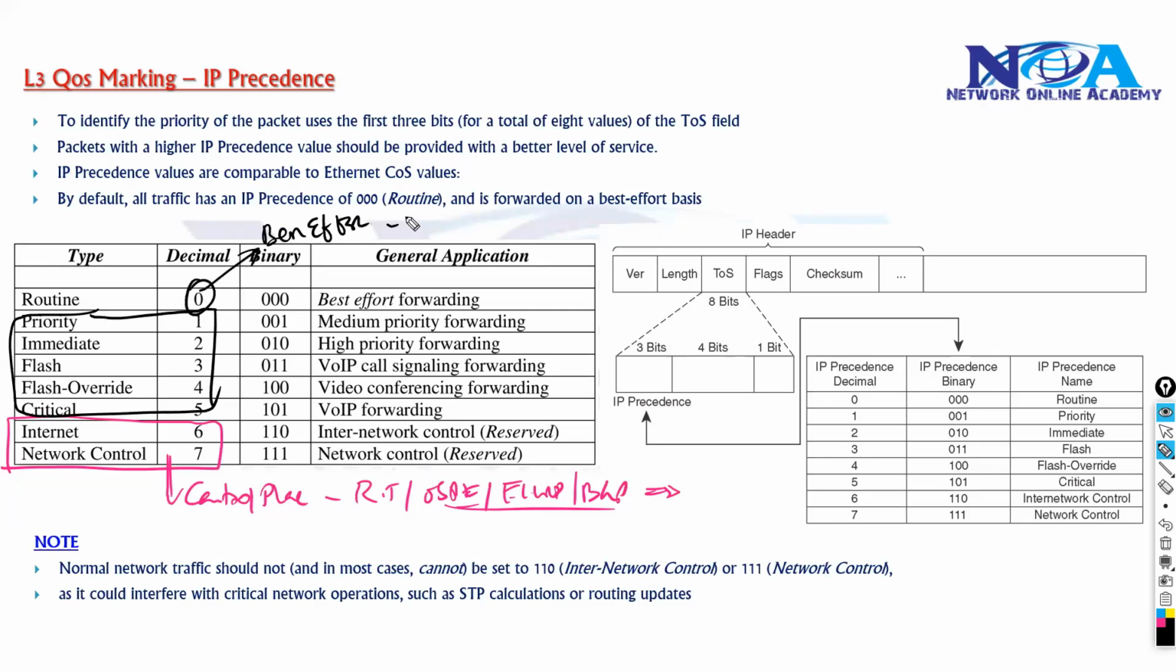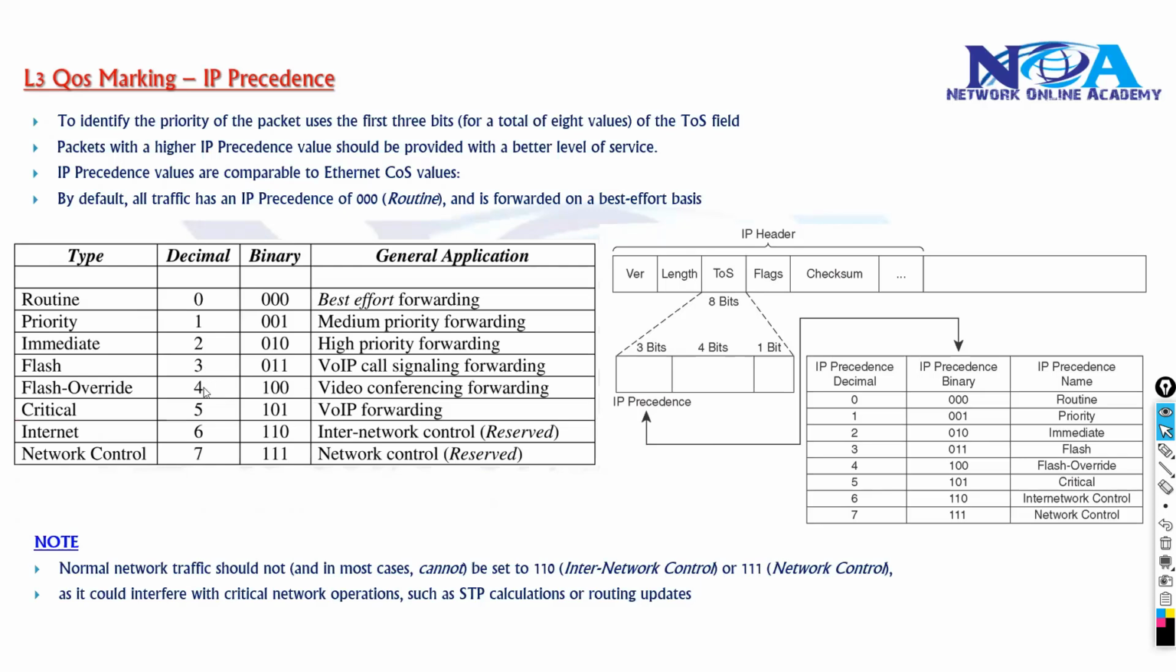It's like no quality of service. And when I give 1, it means we are giving a medium priority, 2 means a little bit higher priority, and 3, 4, 5 we generally use for VoIP or video conferencing applications. So this value will decide the priority for the traffic, and the packets with a higher IP precedence will always receive a better level of service.